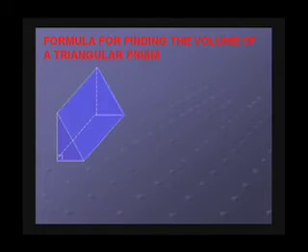Now, let's look at the formula for finding the volume of a triangular prism. A triangular prism is so called because its cross-section has a triangular shape. In essence, the base is a triangle. This triangular prism has a height of 6 meters. Its base is 4 meters and its length is 10 meters.